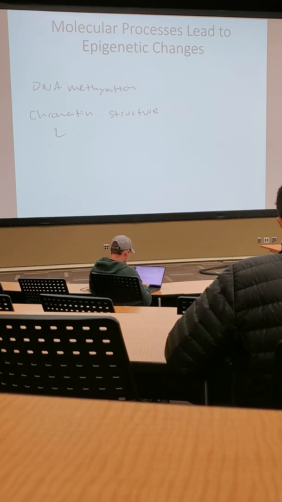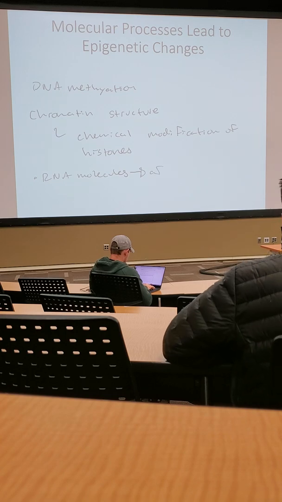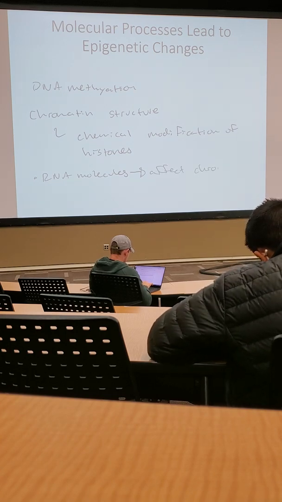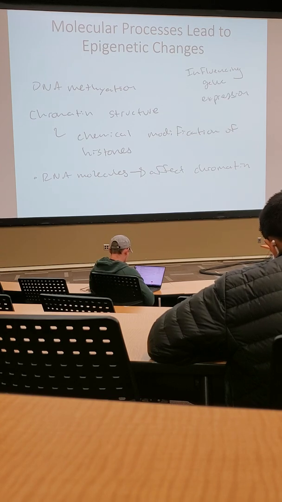And then part of this could be chemical modification of histones. So this is where we saw acetylation. And then RNA molecules, but specifically ones that are going to affect chromatin. Not templates for transcription, something else. And again, what are these all doing? They're influencing gene expression. They have to, by definition.